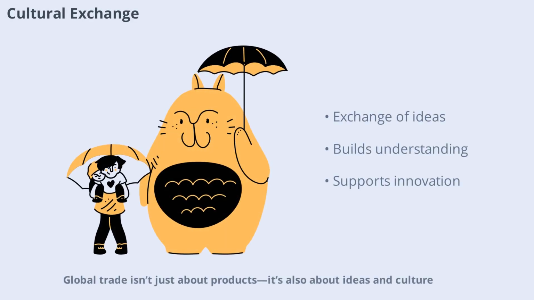Global trade isn't just about products, it's also about ideas and culture. Economic systems shape how cultural exchange happens. Capitalist economies encourage diversity and creativity while socialist systems may promote national identity. Mixed economies foster both. Cultural exchange enriches societies, builds understanding, and supports innovation. Trade brings people together, creating a vibrant global community.